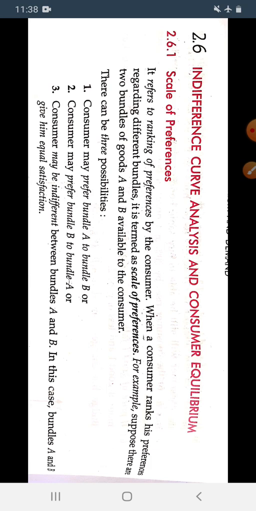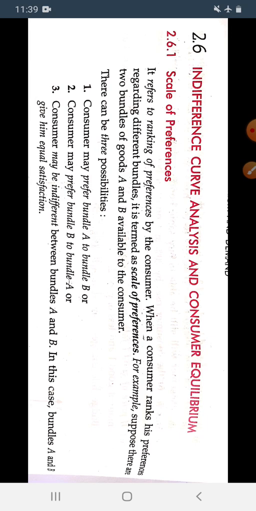When a consumer ranks his preferences regarding different bundles, it is termed the scale of preferences. Any consumer gives a rank to his preferences regarding the different bundles available to him or her. That is called the scale of preferences. We have different kinds of commodities available, and we give them a ranking according to our preferences.